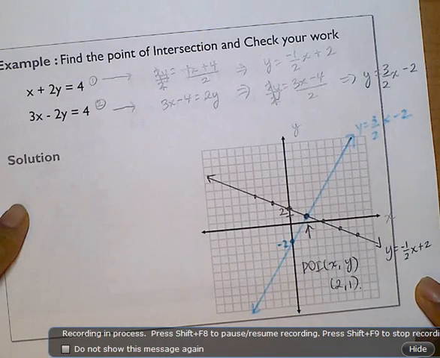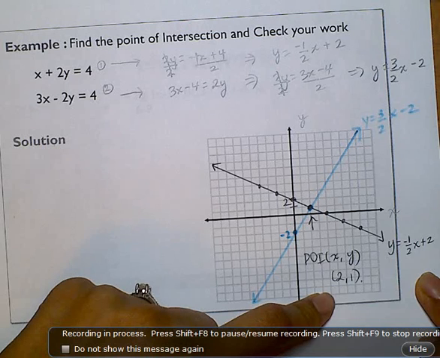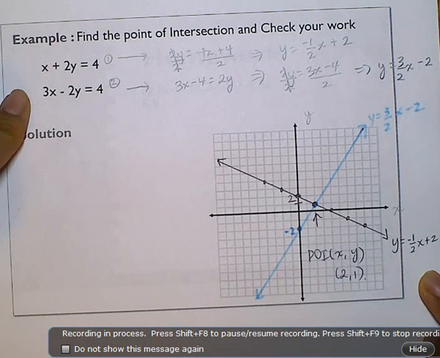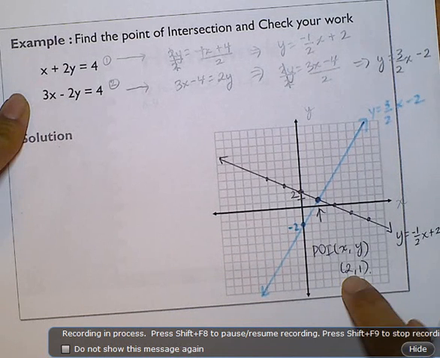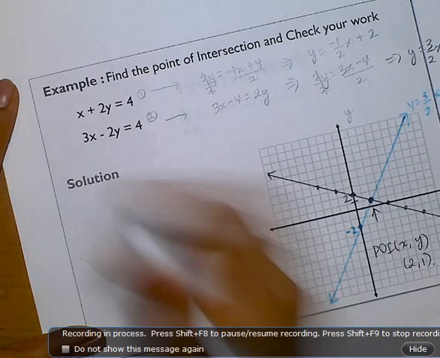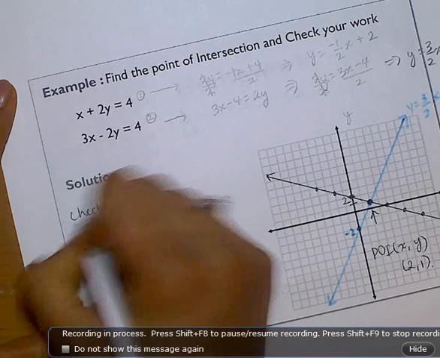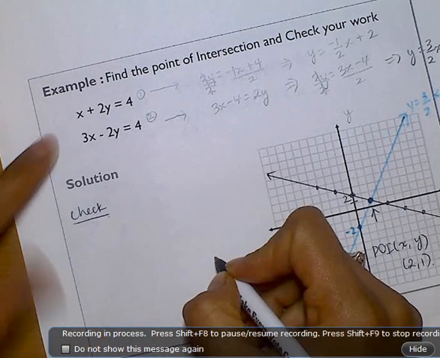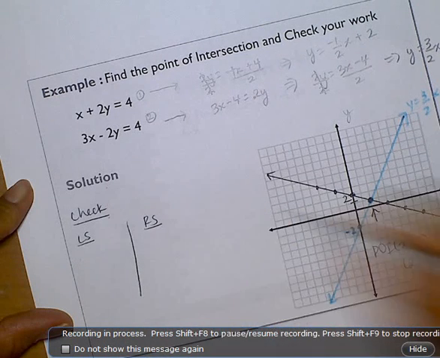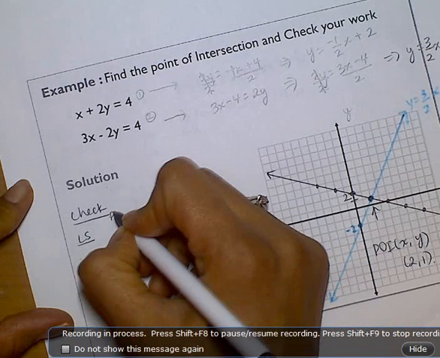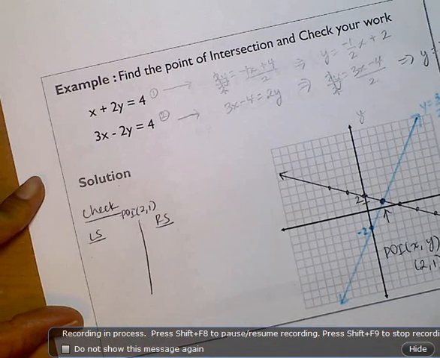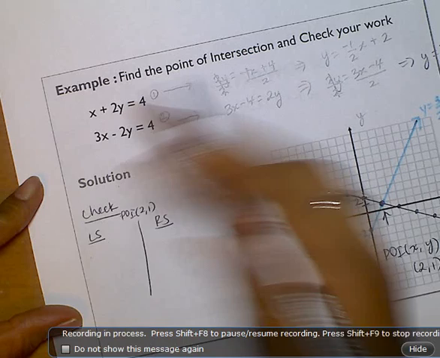On the left-hand side of this equation is x plus 2y. On the right-hand side, it's a 4. This is your x coordinate, that's your y coordinate, and you're simply plugging in 2 for x and 1 for y. So that's 2 plus 2 times 1, that's 2 plus 2, that's 4. And here, left-hand side does equal right-hand side, but you're not done right there. You've got to do the exact same thing with the second equation as well, because this is a system, and you have to look at both equations together.